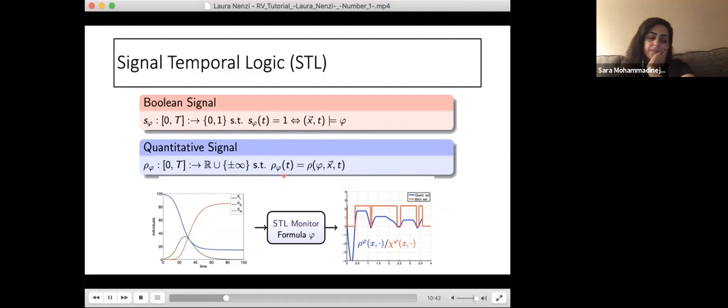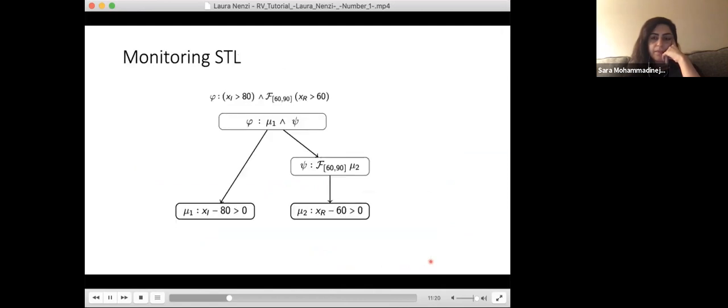And similarly, for the quantitative semantics, you have at each time step the value of the quantitative semantics with respect to the trajectory at that time step. The function that is computed by the quantitative semantics is also called the robustness. So given a certain trajectory and a certain formula phi, we can compute a Boolean or a quantitative signal that gives us the value of satisfaction, Boolean or quantitative, at each time.